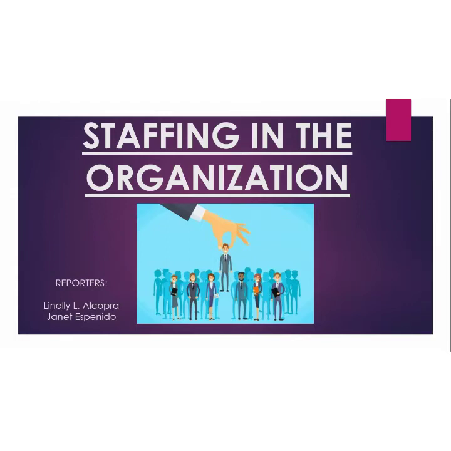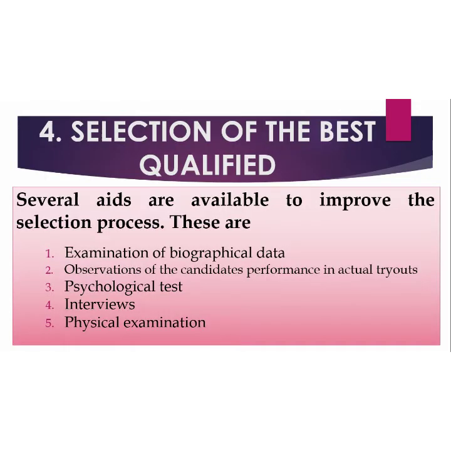So to continue the staffing process, we have here step 4, the selection of the best qualified applicant. Several aids are available to improve the selection process. These are the examination of biographical data, observations of the candidate's performance in actual tryouts, psychological tests, interviews, and physical examination. Biographical data shows personal data, educational qualification, and past experience that give some kind of a track record on which an applicant's competence can be assessed.